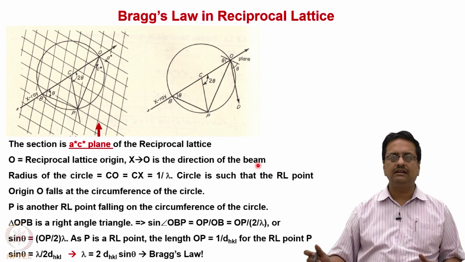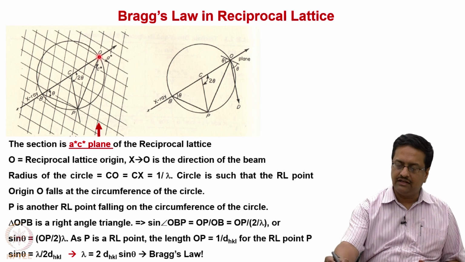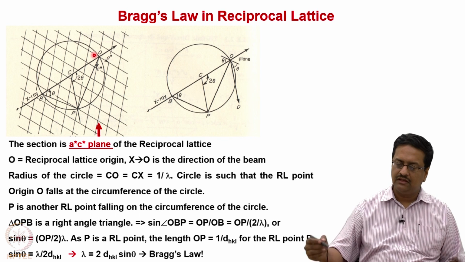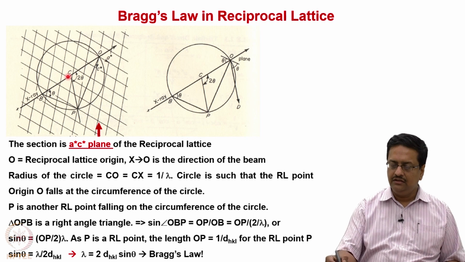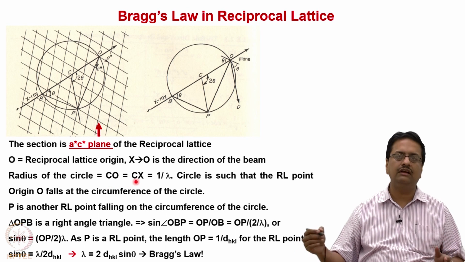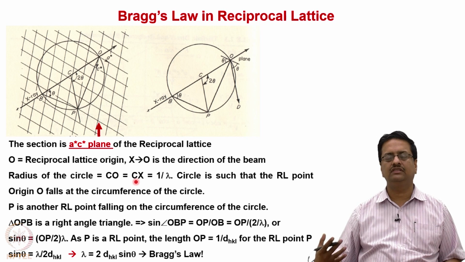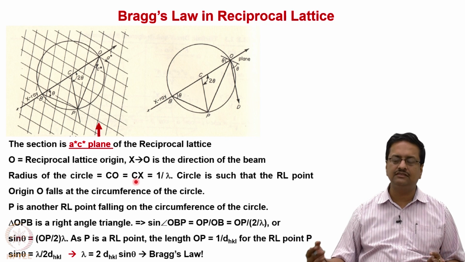So, now what we are trying to do is to draw a circle in such a way that O falls at its circumference, C is the center of the circle, and OC is equal to CX equal to 1 by lambda. That means we are trying to construct a circle with radius equal to 1 by lambda. Lambda is the wavelength of the X-ray radiation.